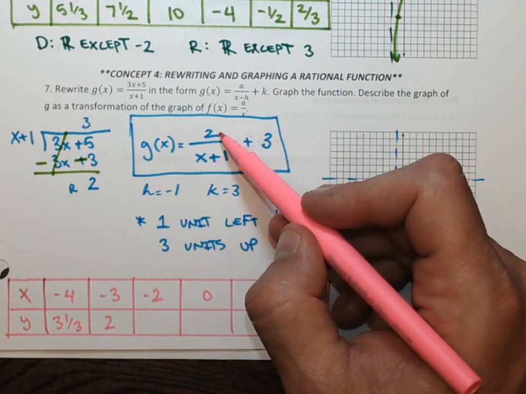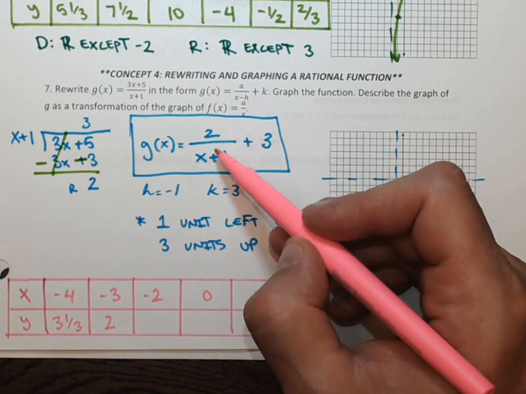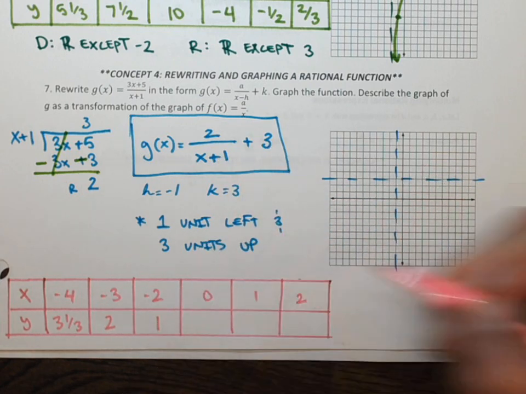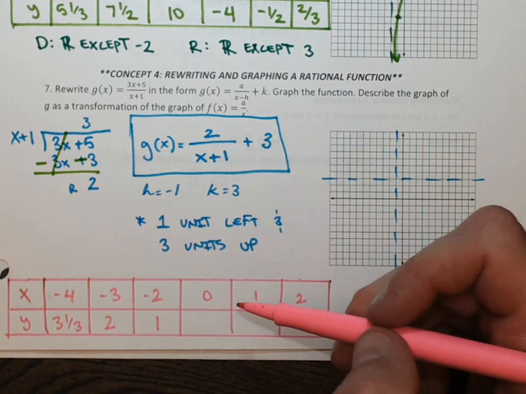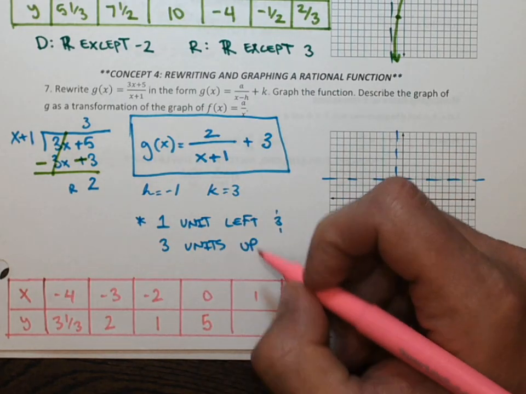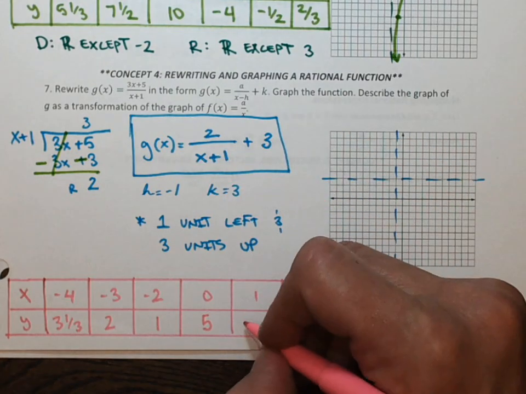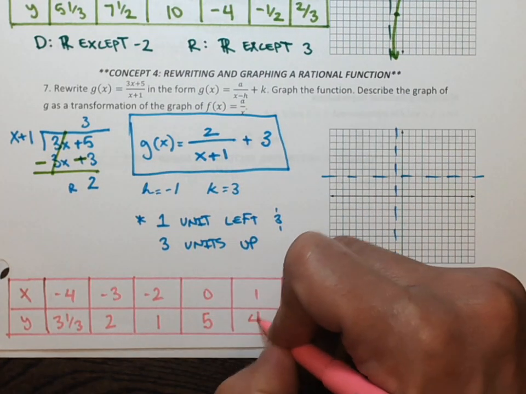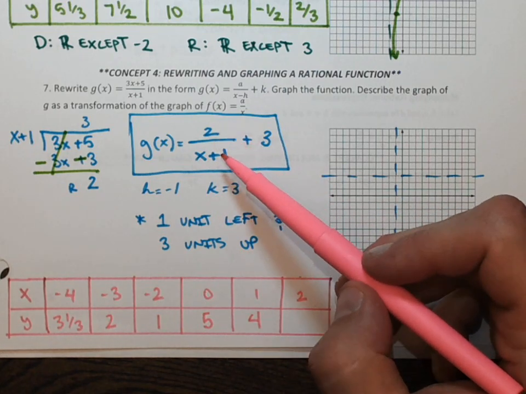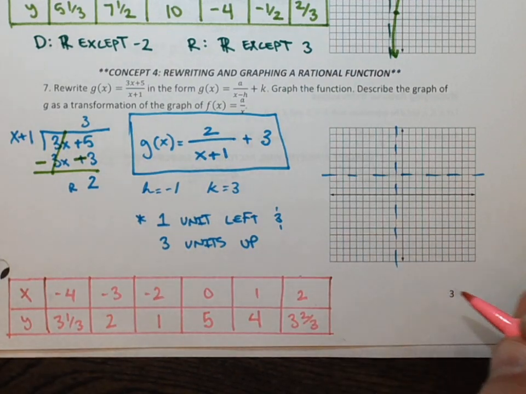Plug in -2 right here. -2 plus 1 is -1, so 2 over -1 is -2 plus 3 is +1. Plug in 0. 2 over 1 is 2 plus 3 is 5. Plug in 1. 2 over 1 plus 1 is 2, so 2 over 2 is 1 plus 3 is 4. And last but not least, if I put in 2 there, I get 2/3 plus 3 is 3 2/3.